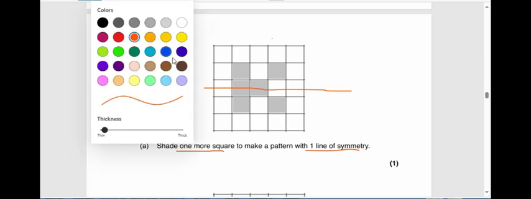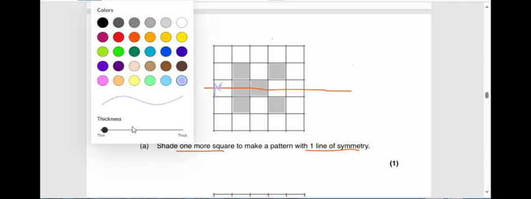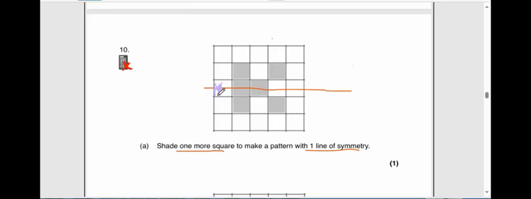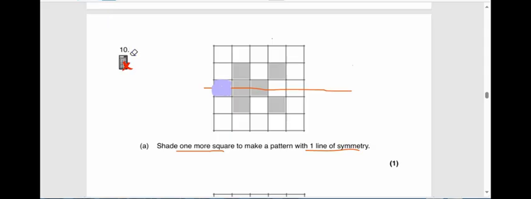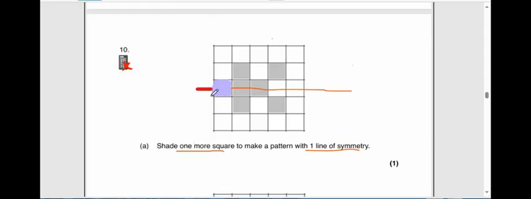I think the shading should be here. If we shade here, it will still have one line of symmetry. This place still makes it have one line of symmetry because the line will still cross like this and it can be folded this way.